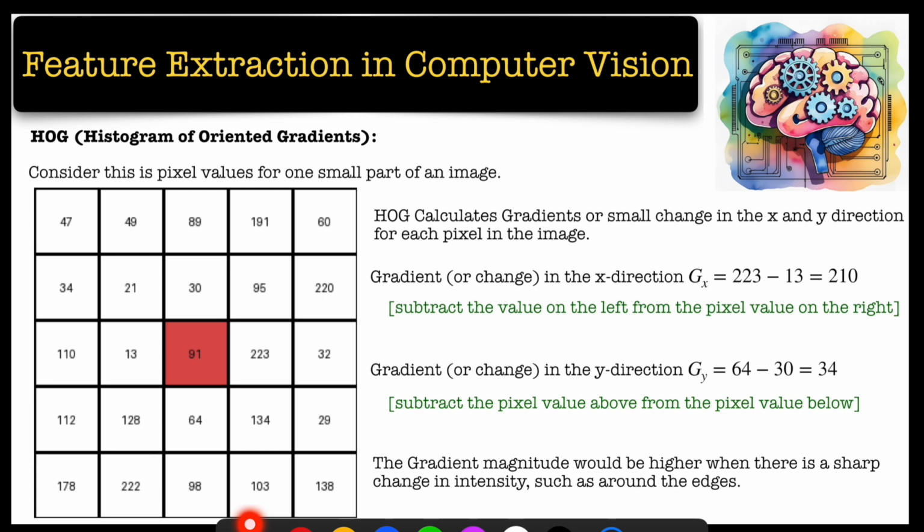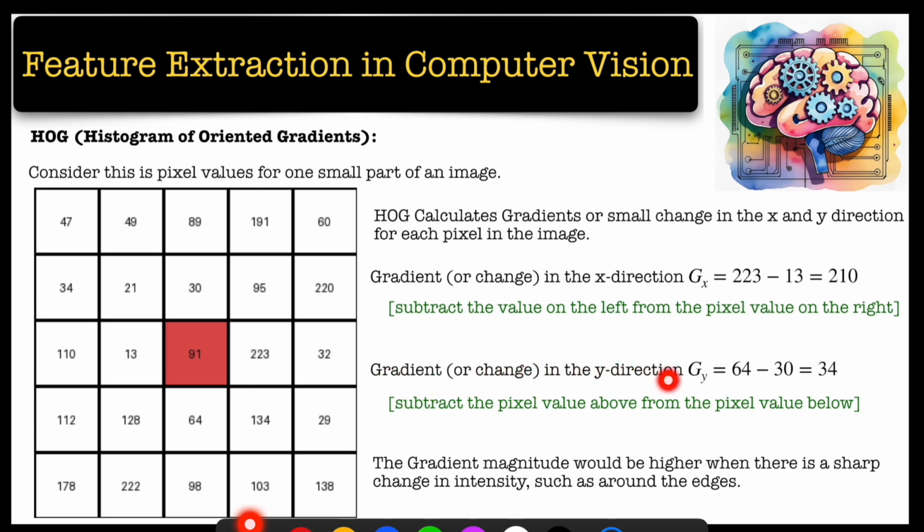Let's say these are the pixel values I have taken from a small part of an image. What HOG will do is calculate gradients, or small changes, in the x and y direction for each pixel in the image. Consider this pixel. For this pixel, we'll compute the gradients, the change in the x direction and in the y direction. How do we get the gradient in the x direction? We'll take the value on the left and subtract it from the value on the right.